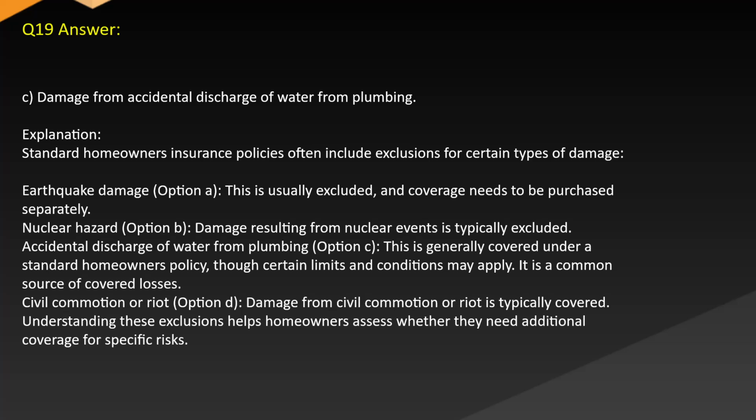Explanation: standard homeowners insurance policies often include exclusions for certain types of damage. Earthquake damage, option A. This is usually excluded and coverage needs to be purchased separately. Nuclear hazard, option B. Damage resulting from nuclear events is typically excluded. Accidental discharge of water from plumbing, option C. This is generally covered under a standard homeowners policy, though certain limits and conditions may apply. It is a common source of covered losses. Civil commotion or riot, option D. Damage from civil commotion or riot is typically covered. Understanding these exclusions helps homeowners assess whether they need additional coverage for specific risks.